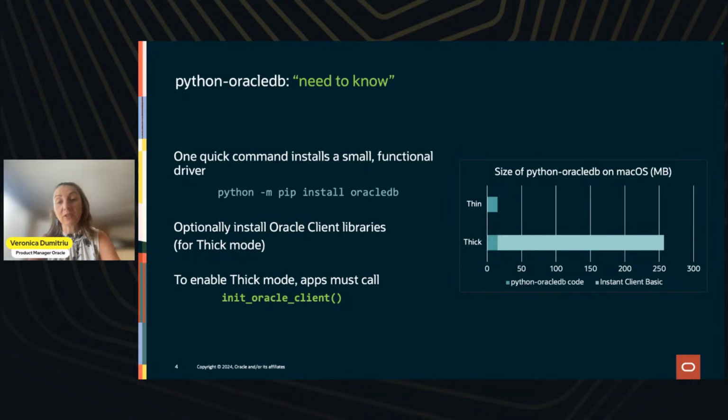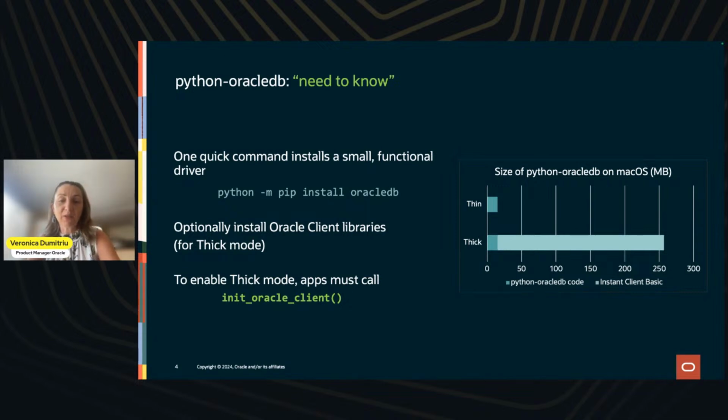But you can optionally install those Instant Client libraries to be able to use the thick mode as traditionally used by cx_Oracle. And the basic package is about 240 megabytes on macOS. So this is the extra for the libraries. So definitely, if you use the thin mode, this has a definite advantage.